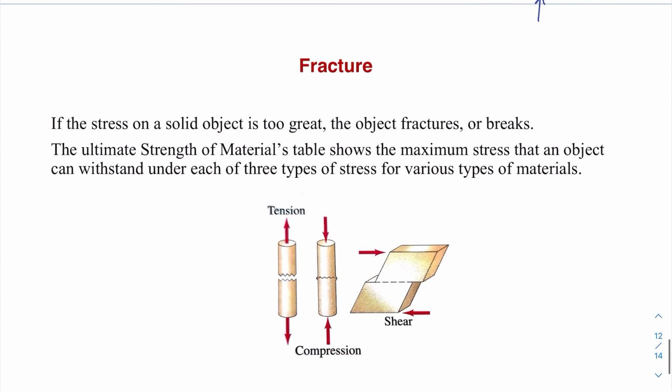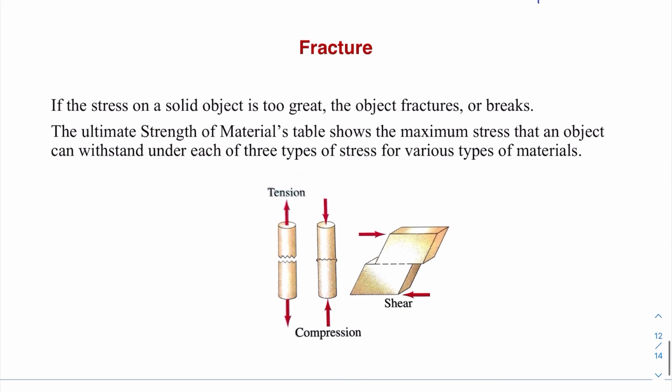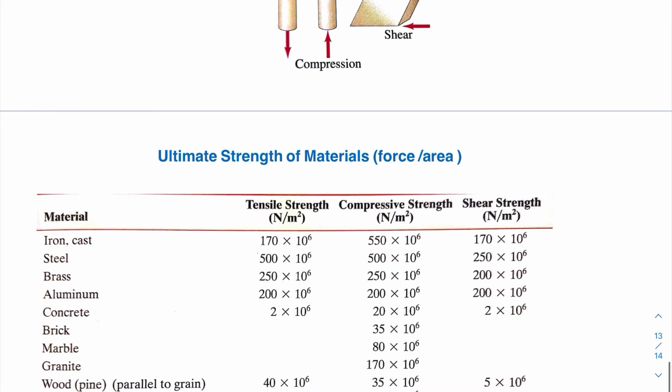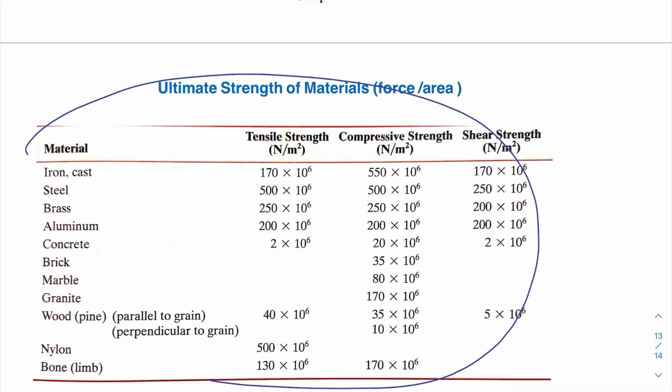And the last one is about fracture. What does that mean, fracture? If the force applied on the object is too much, it will cause fracture. It is also measured and shown in a table, as you see here, where different objects have different tensile strength, which is about the ultimate strength of the material, the point at which they will break or fracture.